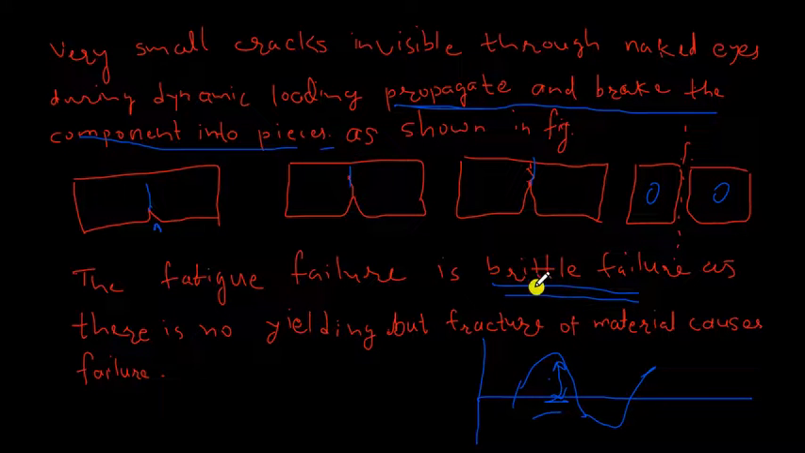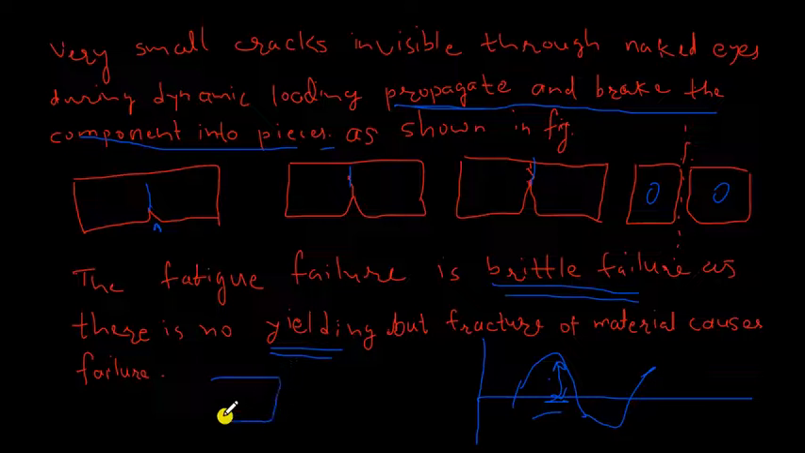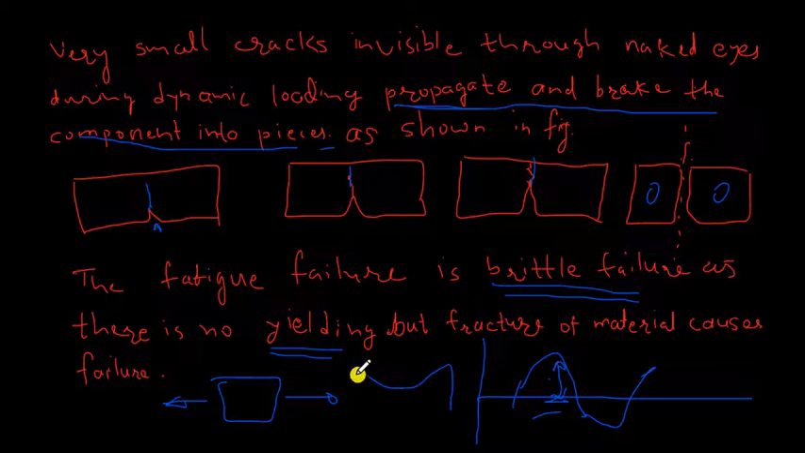So fatigue failure is a brittle type of failure. Finally I can say that fatigue failure is brittle failure as there is no yielding. Let us say this is the component. If it is a ductile material and there is no reversible or dynamic loading, then the failure will be yielding, like it will yield like this. Let us say it may take this shape or whatever it may be, but it will not fracture into pieces.